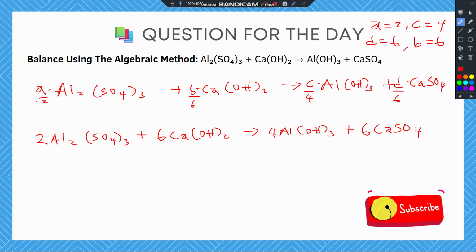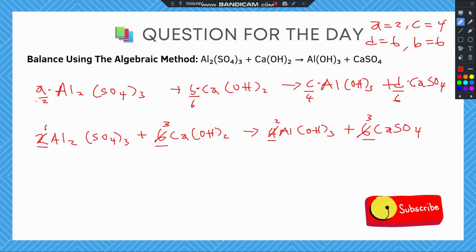But if you notice very well, these coefficients are not in their lowest term. In other words, there is a number that can divide all of them, and that number is 2. If we divide this coefficient by 2, we have 1. Divide this coefficient by 2, we have 3. Divide this coefficient by 2, we have 2. And divide this coefficient by 2, we have 3.